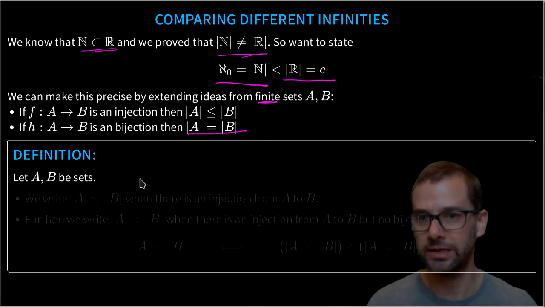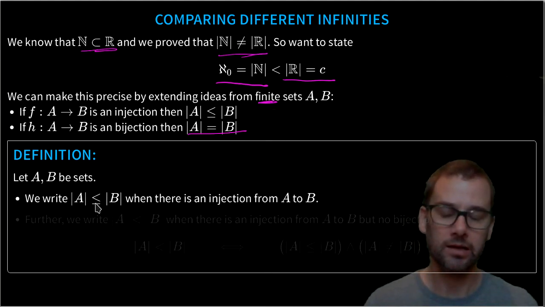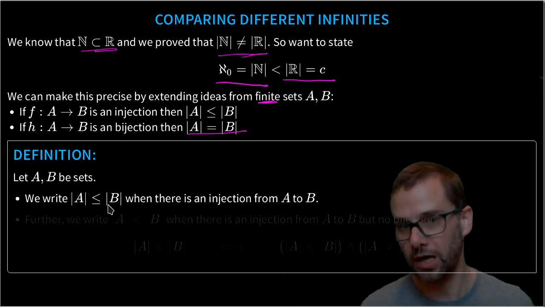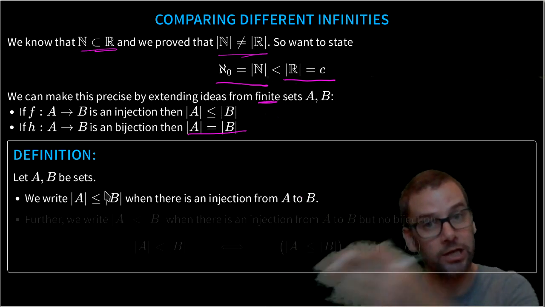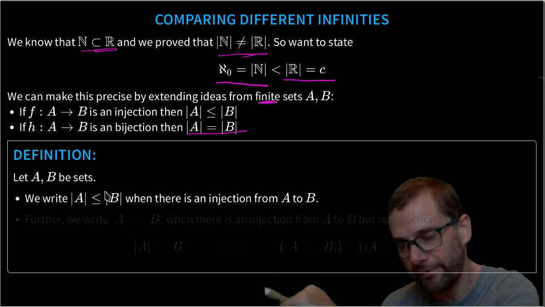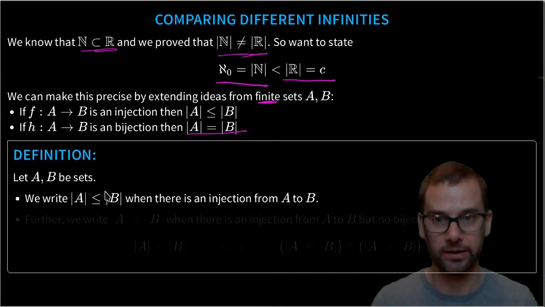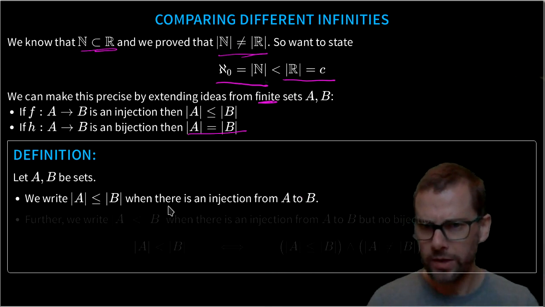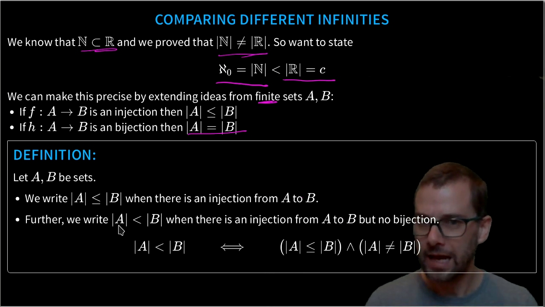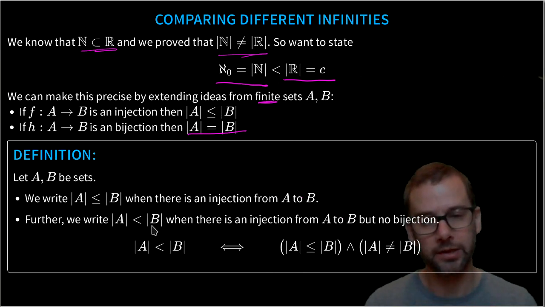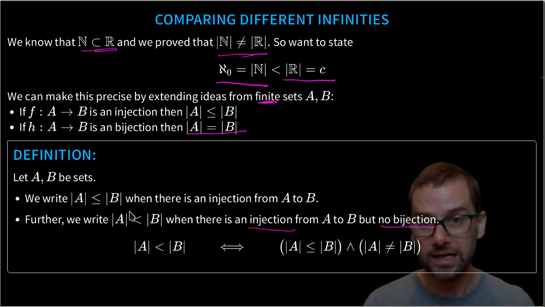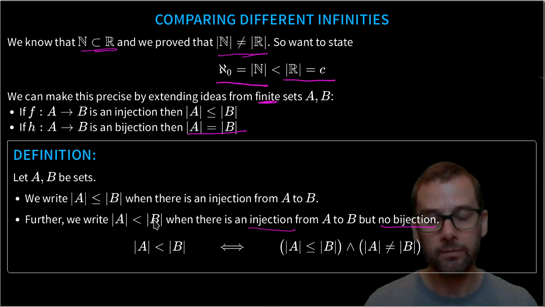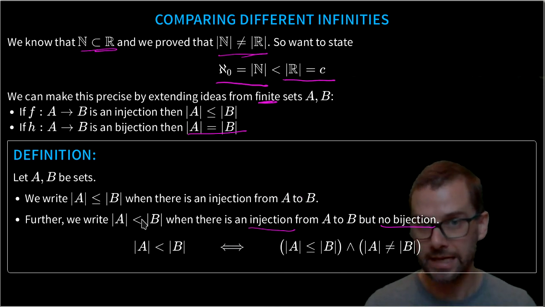Let A and B be sets. Then we write the size of A is smaller than or equal to the size of B when there's an injection from A to B. That's how we make this symbol rigorous for infinite sets, by saying there's an injection from one to the other. This takes that idea from finite sets and extends it across to infinite sets. Now, we can push that a little bit further to say that the size of A is strictly smaller than the size of B when there's an injection but no bijection. So when there's an injection, we know it's less than or equal to, and when there's no bijection, we know that it can't be equal to.